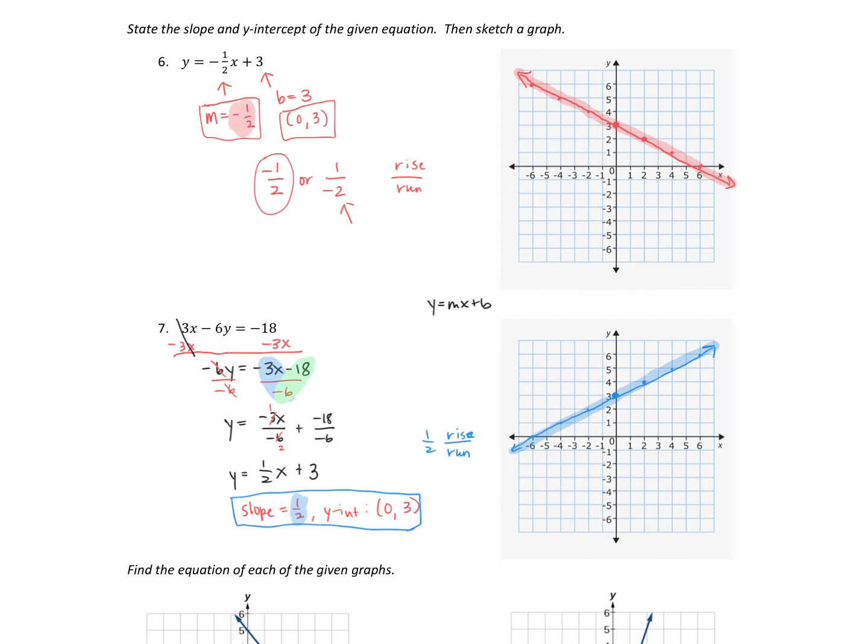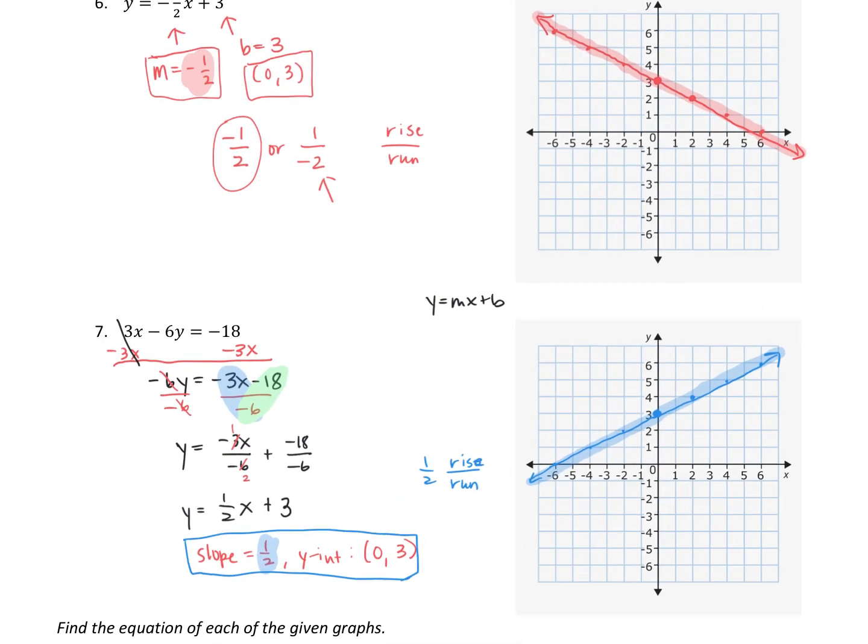Both of these have the same y-intercept. They both intersect the y-axis at (0, 3). They even have a slope that's the same rate of change, right? It's 1/2, but one is negative and one is positive. One is decreasing, one is increasing. So that's actually a good compare and contrast there, I think.